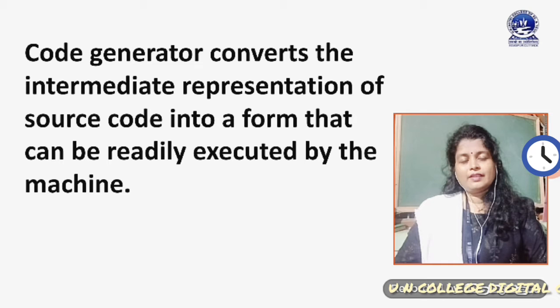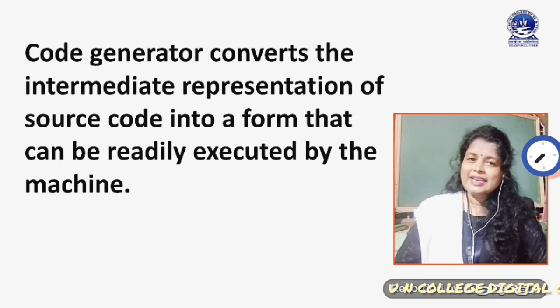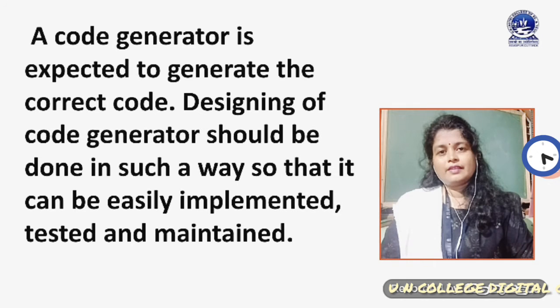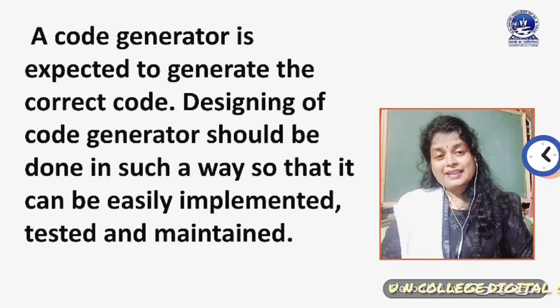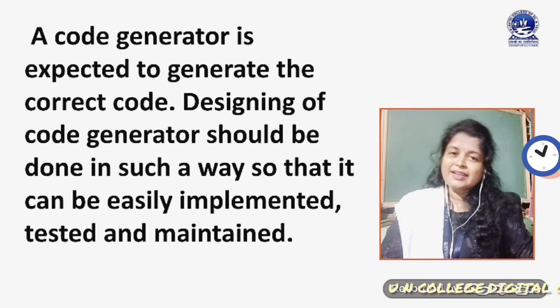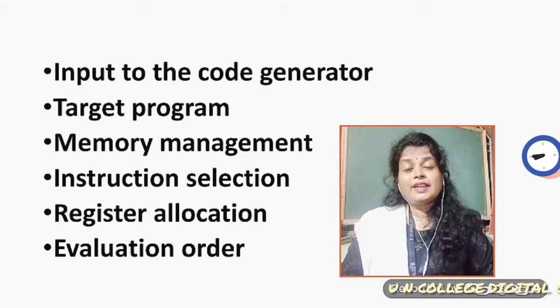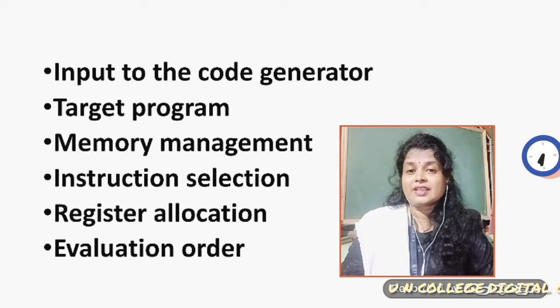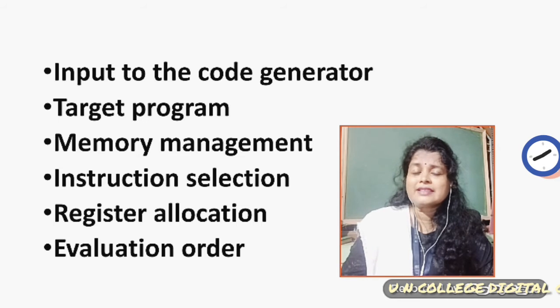Let's start. Code generator converts the intermediate representation of source code into a form that can be readily executed by the machine. A code generator is expected to generate the correct code. Designing of code generator should be done in such a way that it can be easily implemented, tested and maintained. If we discuss the different jobs associated with code generation, or the tasks performed by the code generator, then that can be mentioned in this way.